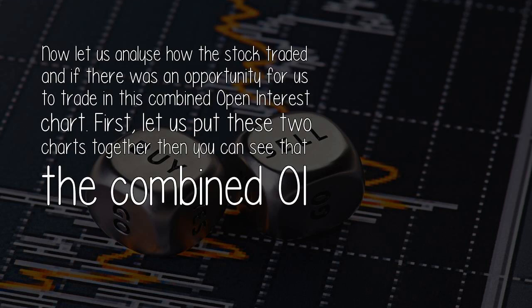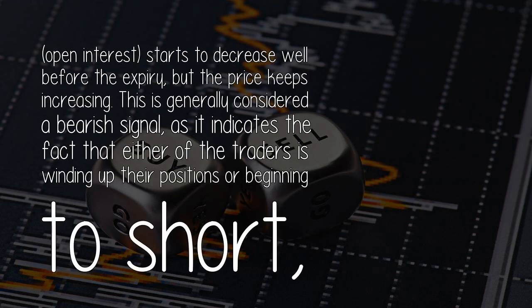Analyze the data. Now let us analyze how the stock traded and if there was an opportunity for us to trade in this combined open interest chart. First, let us put these two charts together. Then you can see that the combined open interest starts to decrease well before the expiry, but the price keeps increasing.